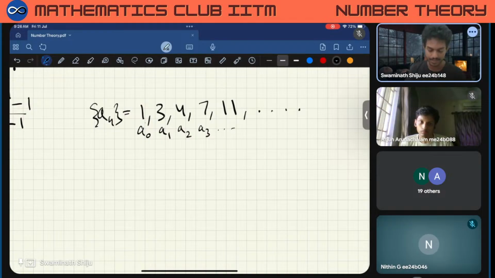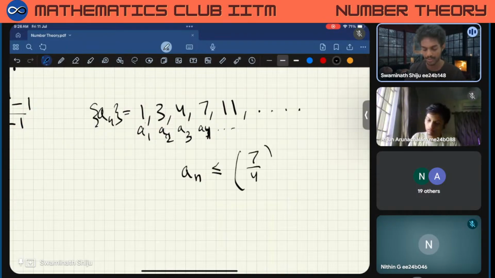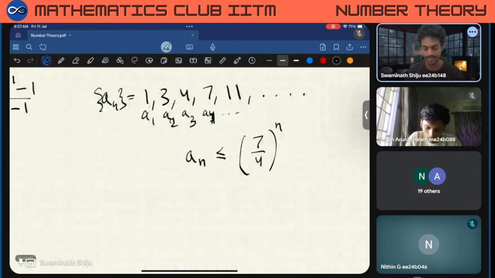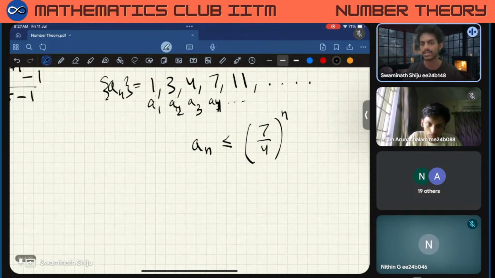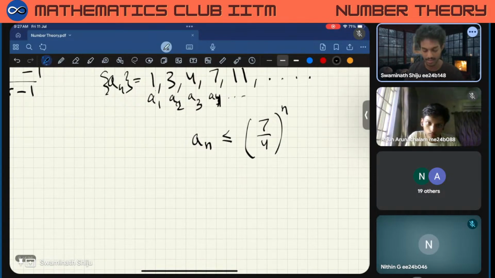I'll call this a1, a2, a3, a4. What I want to prove is an is less than or equal to 7 by 4 power n. If you have a pen and paper with you, I'd encourage giving it a try. It'll be better for you to solve proofs yourselves without me telling it. So yeah, P of 1 is obviously true. 1 is less than or equal to 7 by 4.